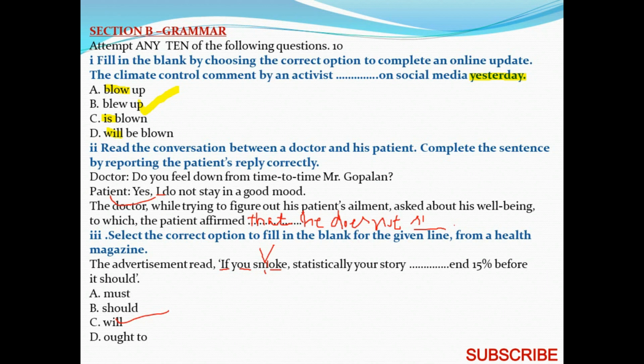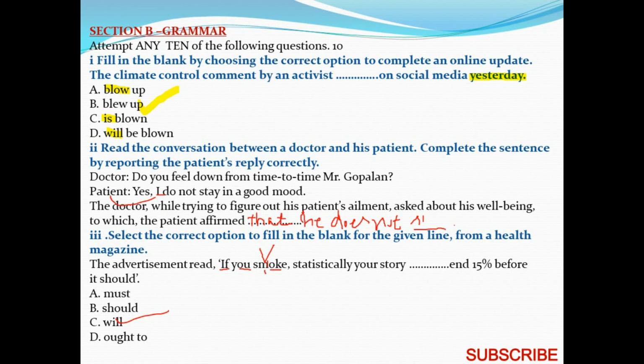If you look at this question carefully, we have an adverb, that is yesterday. Yesterday represents past time. So is blown is about present verb, so it is crossed. Will be is about future. So we have 2 options, blow up and blew up. Blow up is first verb form, so that's why it is regarding present. So only one option, blew up, that is right here. You will have to see in the question whether it is regarding present, past or future.